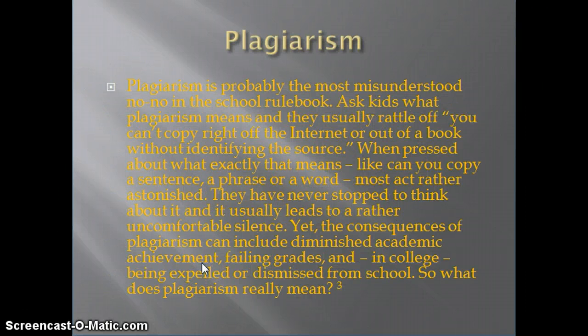Plagiarism. Plagiarism is probably the most misunderstood no-no in the school rule book. Ask kids what plagiarism means and they usually rattle off, "You can't copy right off the internet or out of a book without identifying the source." When pressed about what exactly that means, like can you copy a sentence, a phrase, or a word, most act rather astonished. They have never stopped to think about it, and it usually leads to a rather uncomfortable silence. Yet the consequences of plagiarism can include diminished academic achievements, failing grades, and in college being expelled or dismissed from school. So what does plagiarism really mean?